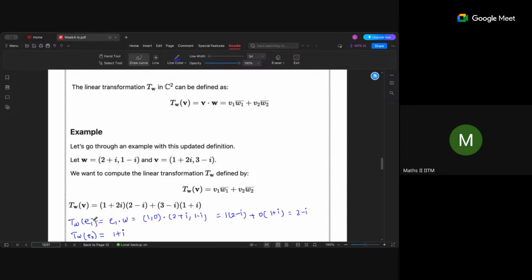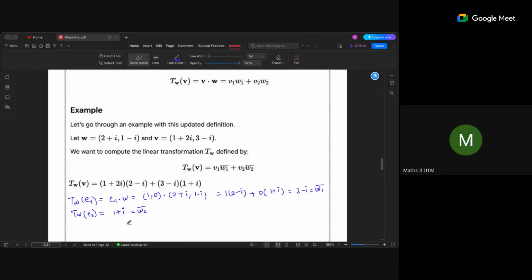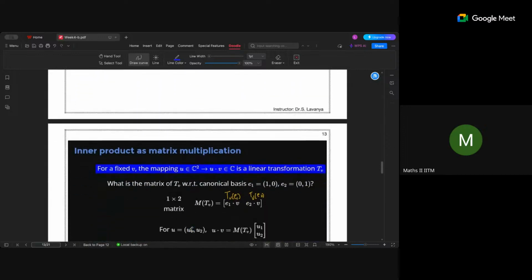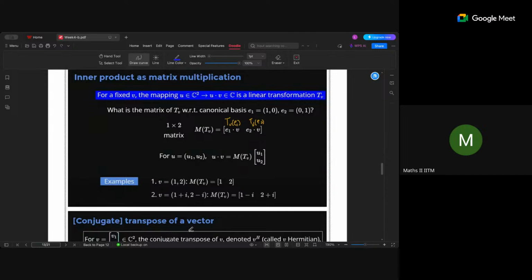So you see that TW of E1 is this and TW of E2 is this. So what have you got? This one is W1 bar and this is W2 bar. So what is the matrix representation of TW when TW is from C2 to C? It is W1 bar, W2 bar. That's all. Since it is complex, you have the complex conjugate; otherwise, it is exactly the same. Okay, fine.